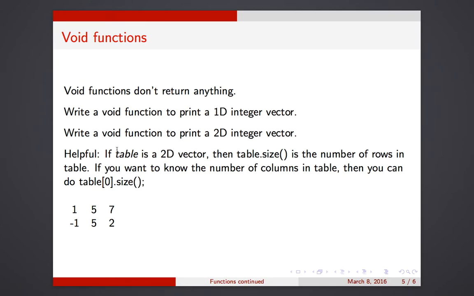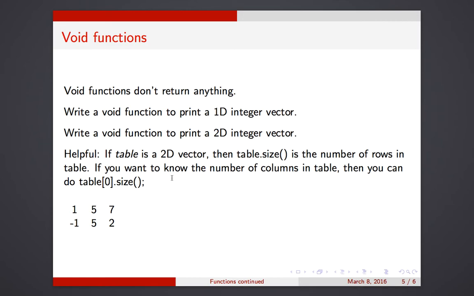And for the second function, let me point out something that I haven't told you yet. If you have a two-dimensional vector, then table.size is the number of rows. So you can still use the .size function on a two-dimensional vector. It doesn't give you the total number of entries though, it just gives you the total number of rows. So in this table here, I have 6 entries, but table.size would be 2 for 2 rows.